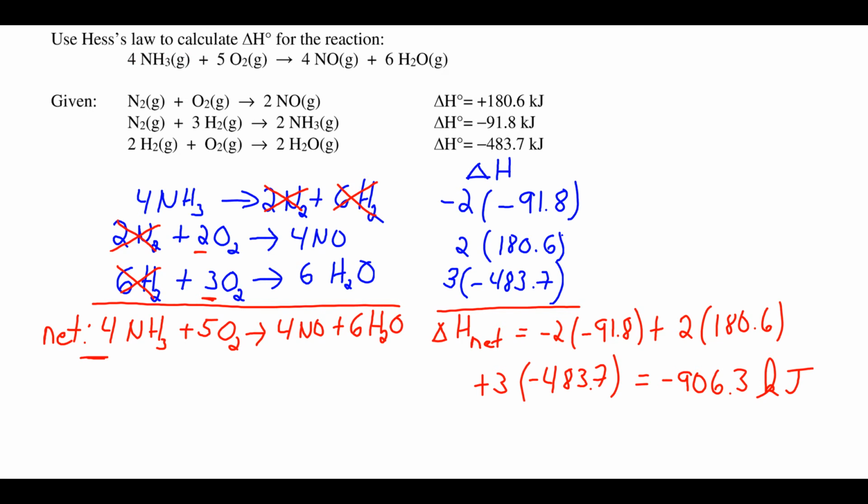and when we look at delta H net, we need to add the delta H values of all these manipulated equations. We get minus 906.3. Again, I very highly suggest that you put whatever the original value of delta H inside parentheses here, and the factor that you need to multiply it by to accommodate your manipulation out here on the outside. It helps keep things easy to track.